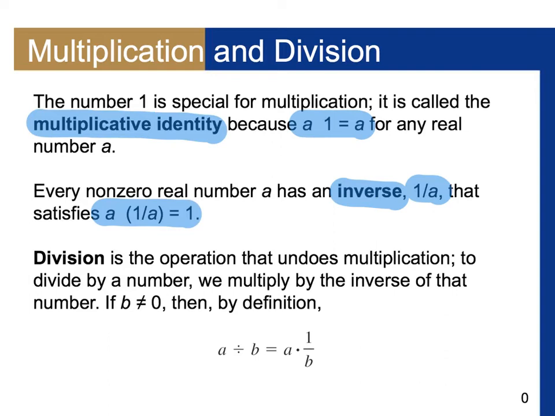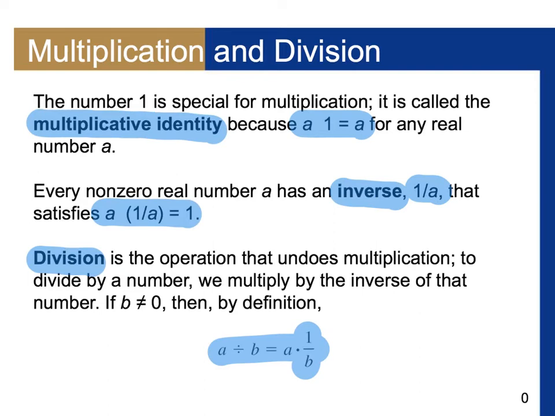Okay. Division is the opposite of multiplication. So when we're dividing two numbers, we can just take the multiplicative inverse of the second number and multiply. So a divided by b is the same as a times 1 over b.